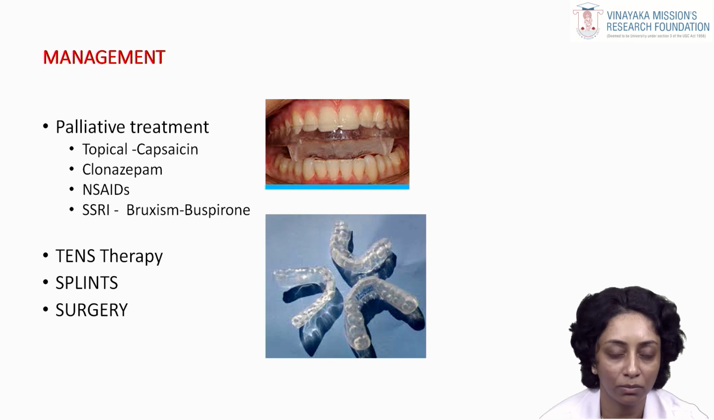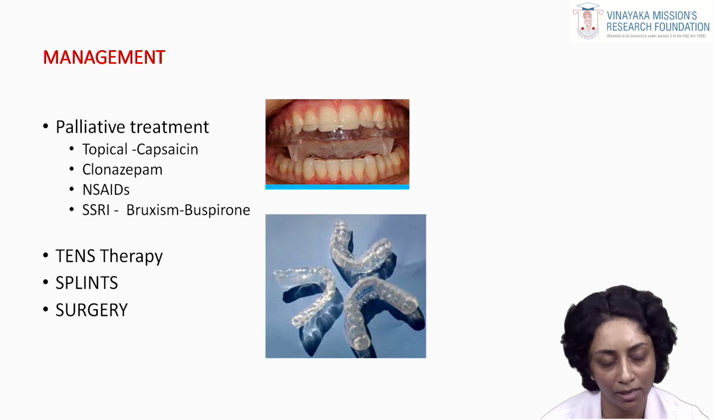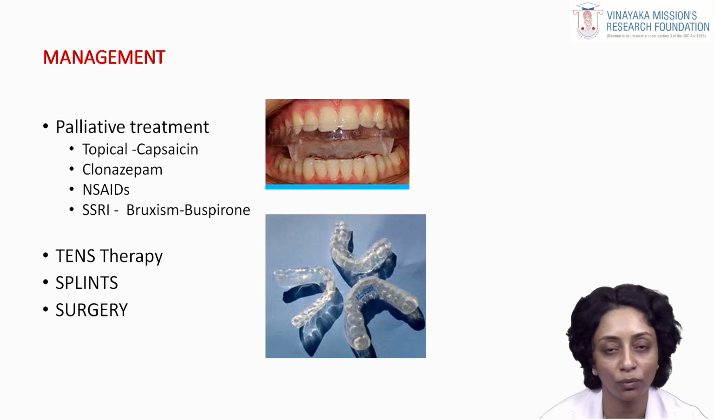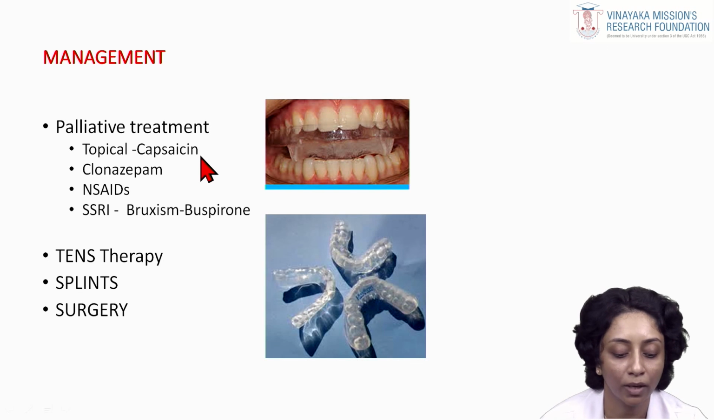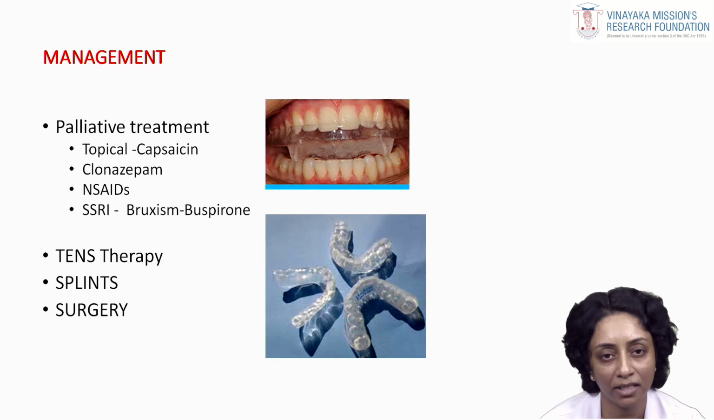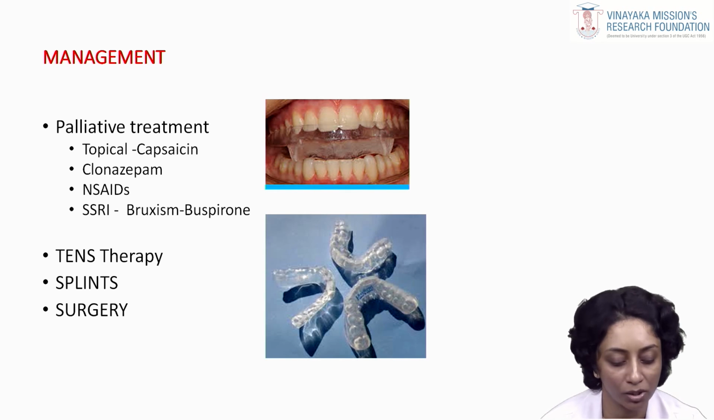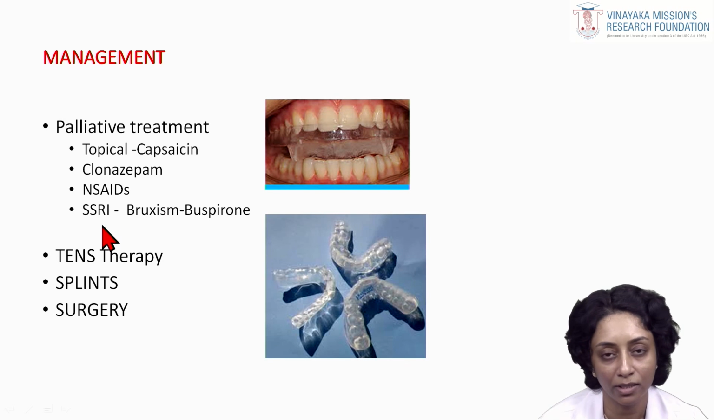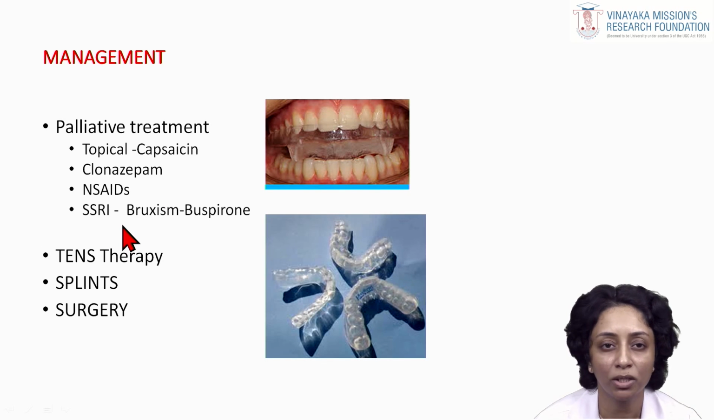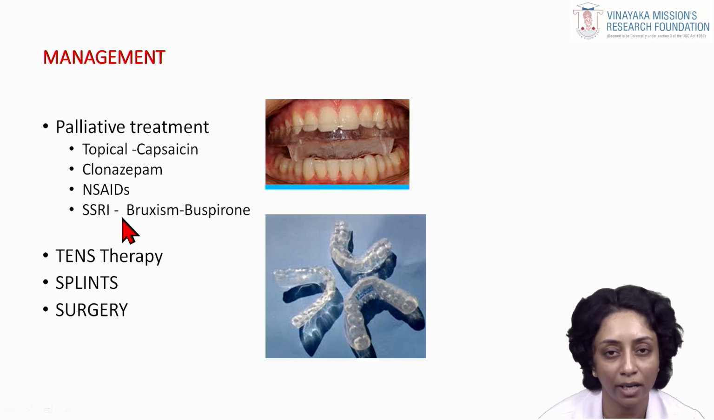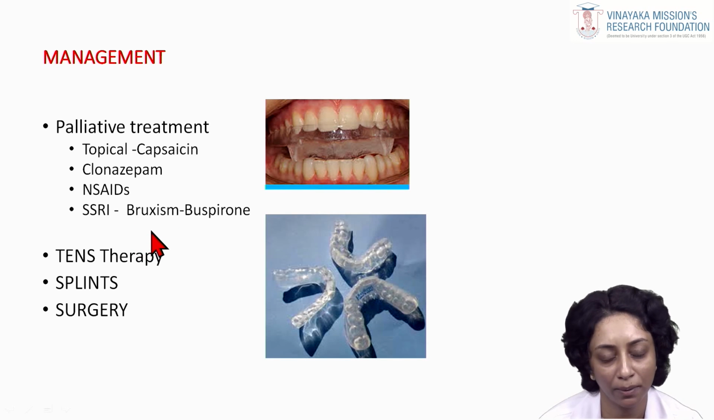Always, palliative treatment is the initial therapy given for either muscular problems or TMJ complaints. In palliative treatment, you can give a topical application containing capsaicin. Then we can also give clonazepam to reduce stress, or some antipsychotic and antidepressant drugs which will soothe and decrease the anxiousness in the patients, followed by NSAIDs. In severe cases, where there is severe pain which we cannot manage, the patient can be given selective serotonin reuptake inhibitors.